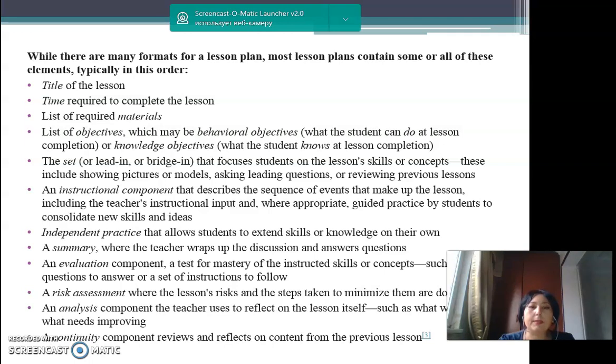A risk assessment where the lesson's risks and the steps taken to minimize them are documented. Analysis component, which the teacher uses to reflect on the lesson itself, such as what worked and what needs improving. A continuity component reviews and reflects on content from the previous lesson.